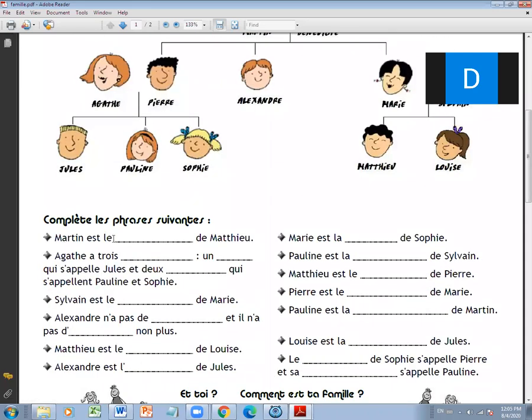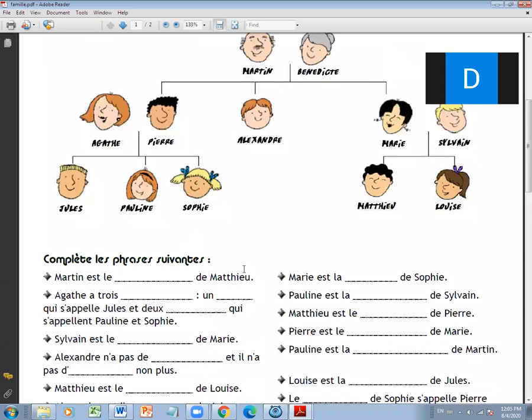So I want us to try to answer these questions. Martin est le de Matthew. Where is Matthew? Martin is who to Matthew? Grandparent. Very good. Now we are applying this table, this document I've posted on the portal, ladies and gentlemen. Based on what we have learned, you can apply. Let us learn a few of them. So we say Martin est le grand-père de Matthew.